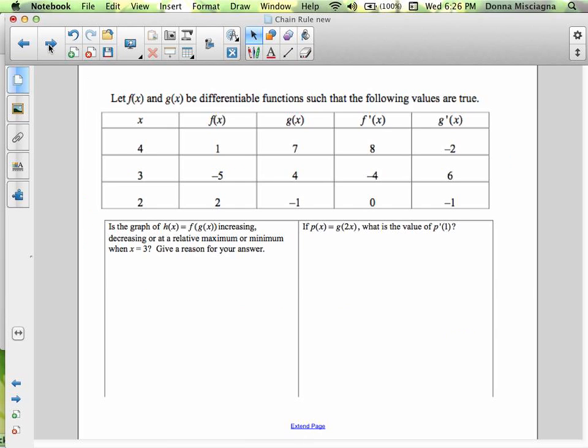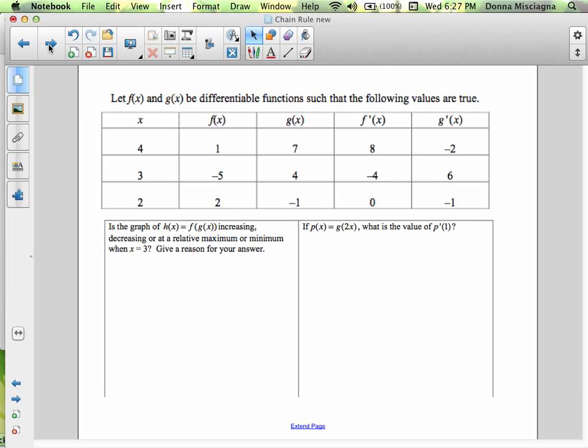So now I'm going to use a table. All right, so let f of x and g of x be differentiable functions such that the following are true. So we have values of x, we have values of f of x, g of x, f prime of x, and g prime of x. Is the graph of h of x equals f of g of x increasing, decreasing, or at a relative max or minimum when x equals 3? Give a reason for your answer.